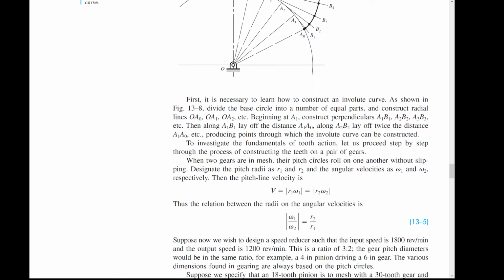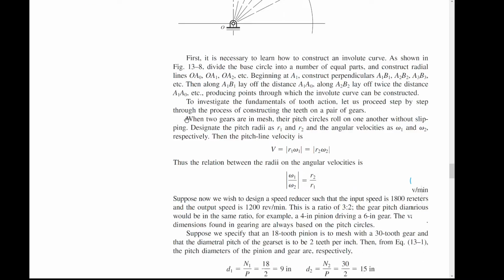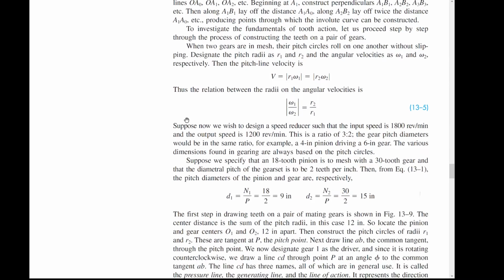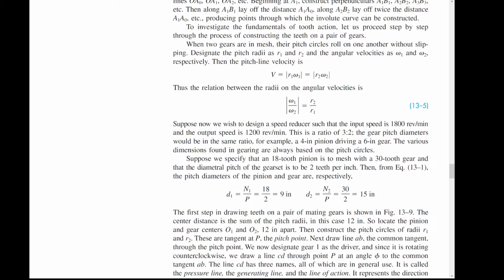When the two gears are in mesh, their pitch circles roll on one another without slipping. Designate the pitch radii as R1 and R2 and the angular velocities omega1 and omega2 respectively. Then the pitch line velocity is V equals the magnitude of R1 omega1 equals R2 omega2. Thus, the relation between the radii and the angular velocities is omega1 over omega2 equals R2 over R1. We lost the magnitude there somewhere, but that's fine because R's are always positive and omegas can be negative.